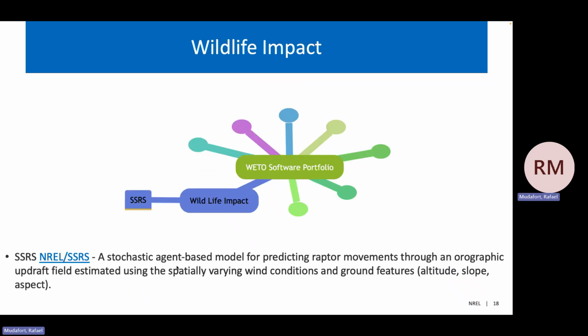And then we have a relatively new tool for measuring wildlife impacts, SSRS. This is specifically tailored to modeling raptor movement through wind farms and how raptors are drawn to different types of characteristics in the wind, which can tend to steer them into wind farms. So yeah, we'll talk a little bit more about that one.